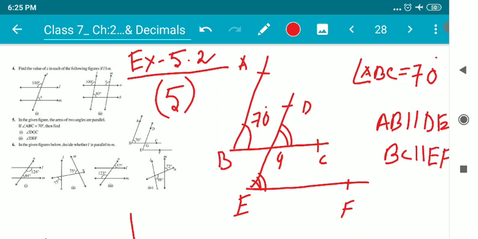Okay children, here AB is parallel to DE. Once I'm saying that AB is parallel to DE, it means that BC is a common transversal. That we know very well. In the previous video I have explained all the properties of parallel lines. So once AB is parallel to DE and BC is a common transversal, angle ABC and angle DGC are corresponding angles, and we know that corresponding angles are always equal. It means that this angle has to be 70 degrees, because corresponding angles are always the same.